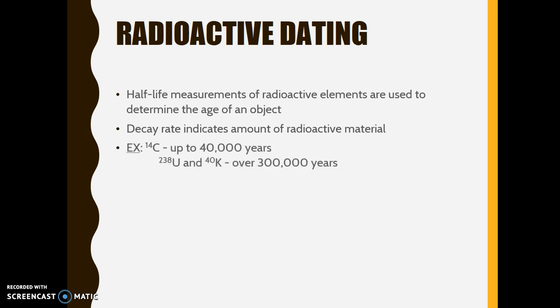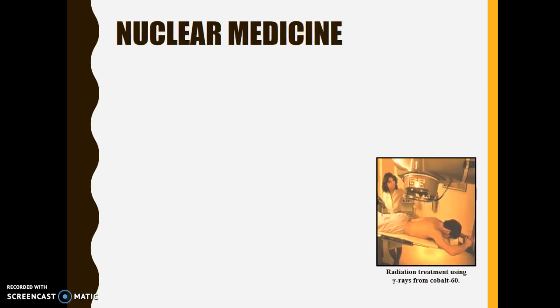For example, carbon-14, it takes up to 40,000 years for it to decay. Uranium-238, potassium-40, takes over 300,000 years to decay. So if it's got a lot of these atoms present in that rock, then we know that we can determine its age. Okay. Nuclear medicine.